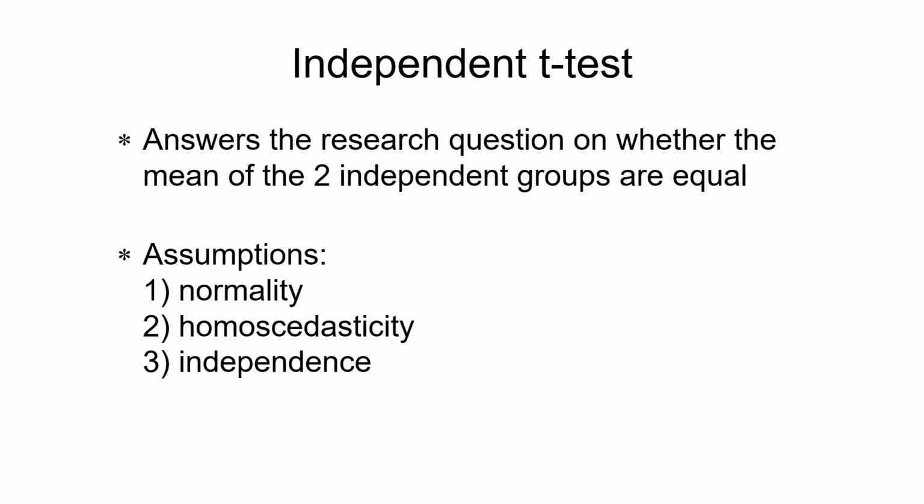The independent t-test answers the research question on whether the mean of two independent groups are equal, but the following assumptions have to be satisfied before an independent t-test can be carried out, the most important of which is normality of the data. The issue is of less concern if the sample size is at least 30 in each group, since the distribution is more or less normal at sample sizes equal to 30. There are ways to check violations of this assumption.